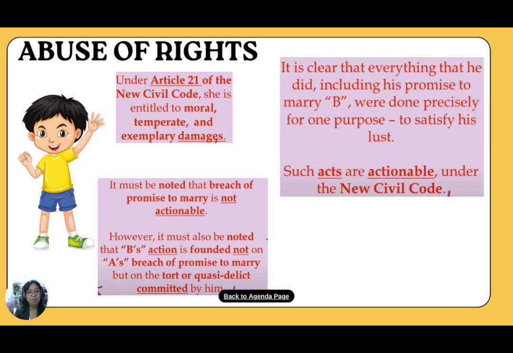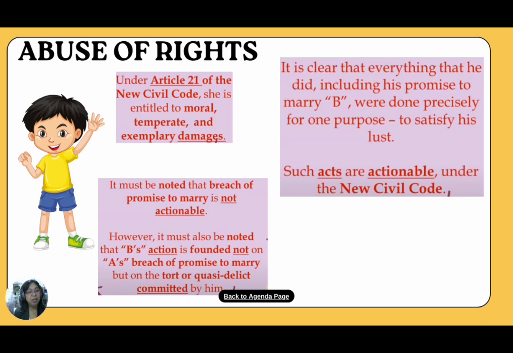It must be noted also that, di ba, sa mga lawyers natin, breach of promise to marry is not naman talaga actionable as a general rule. It must be noted that breach of promise to marry is not actionable. Totoo yun. However, in every general rule, tandaan yun, in every general rule, there is an exception. However, di ba yung una nating mga pag-aralan, kapag may nagastos na, di ba, may kaso na yan. Eh dito, wala pa naman, di ba? However, eto pa isang exception.